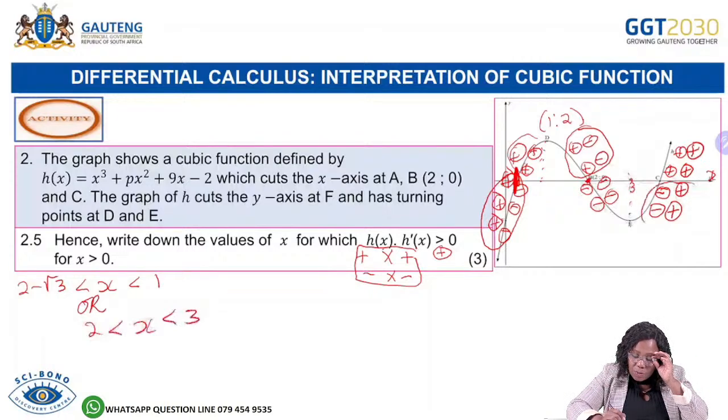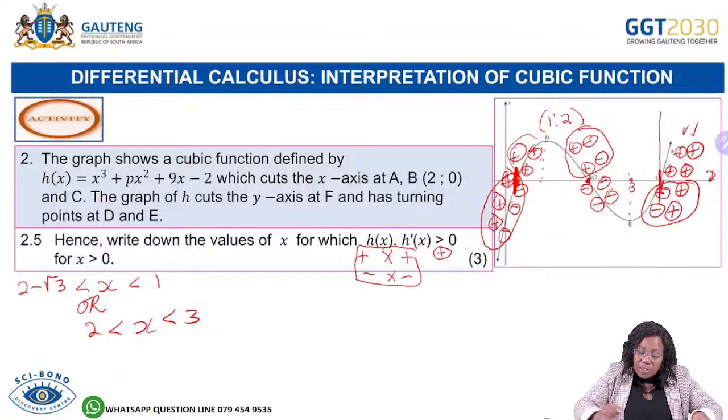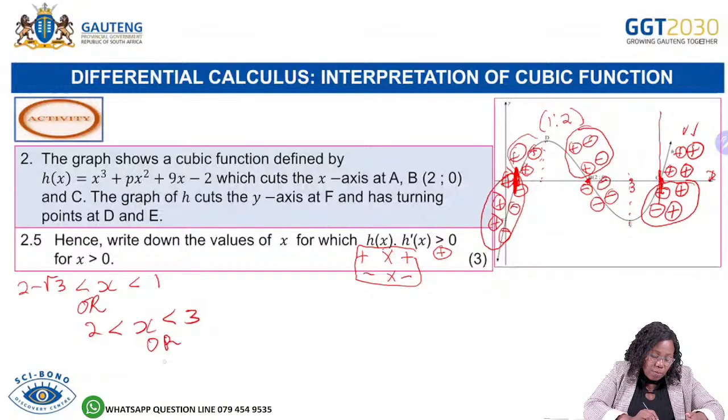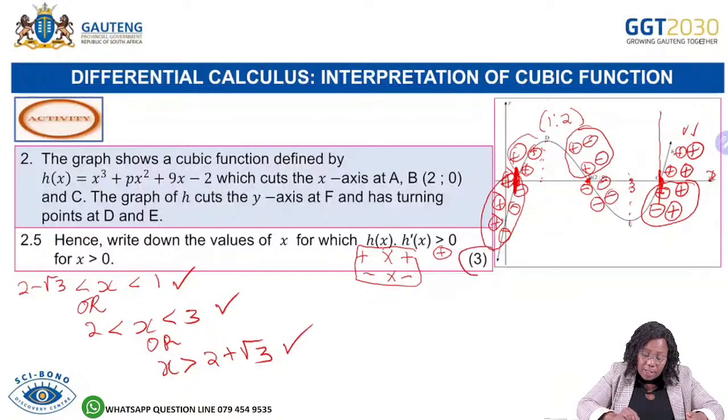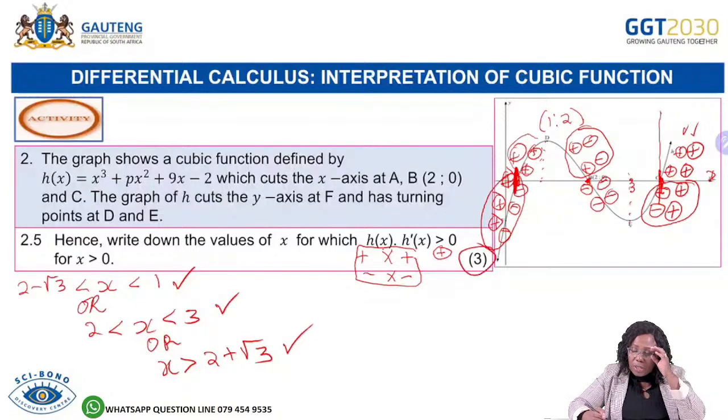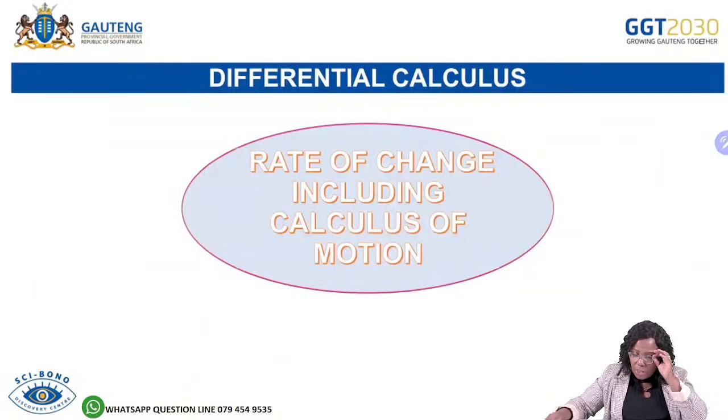We can't take this one because it's a negative by positive. Our solution will be here, starting from this point, because we're now starting a plus plus there, and then continuing up to infinity. That means the C value here is 2 plus square root 3. The last answer will be x greater than 2 plus square root of 3. So that is the first answer, second and third. The 3 marks, therefore they are allocating 1 for each there.